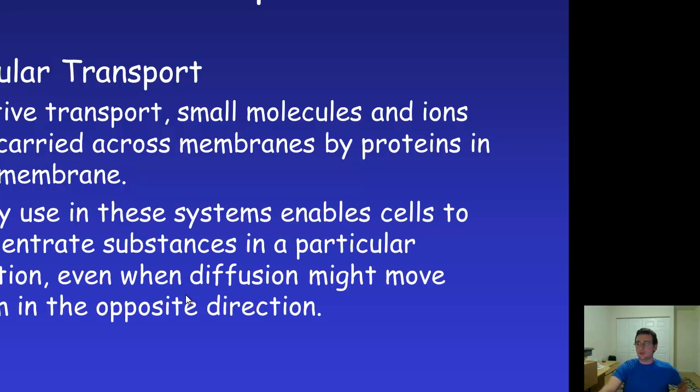All right, so this usually happens either through proteins or through changes in the cell membrane structure itself to create the system. There's basically two types of active transport. There's massive bulk active transport and small active transport.